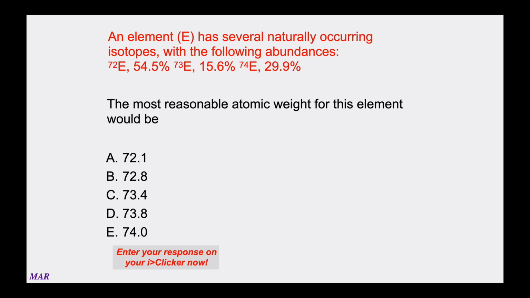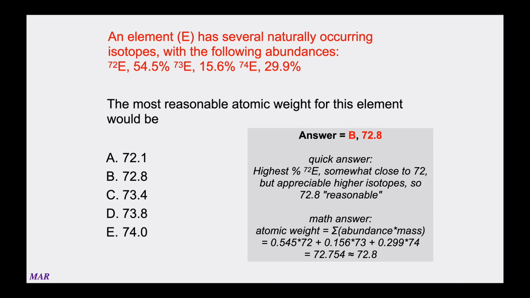So having an answer of 72.1 in A is probably a little too enthusiastic. If we had 90% 72 and maybe just a little bit of the others, that would make sense. But that's probably too much. On the other hand, 73.4 and the bigger ones below it, those would imply that you had high abundances for isotope 73 and 74. And they're just not that big compared to 72. So I would argue in this question that probably answer B is the right one.